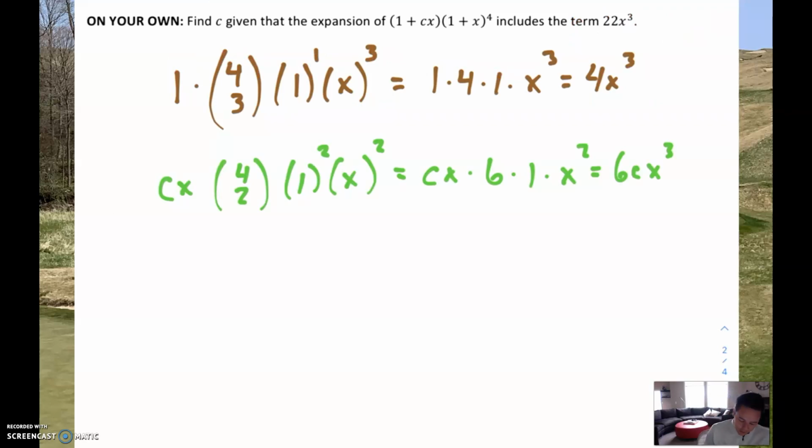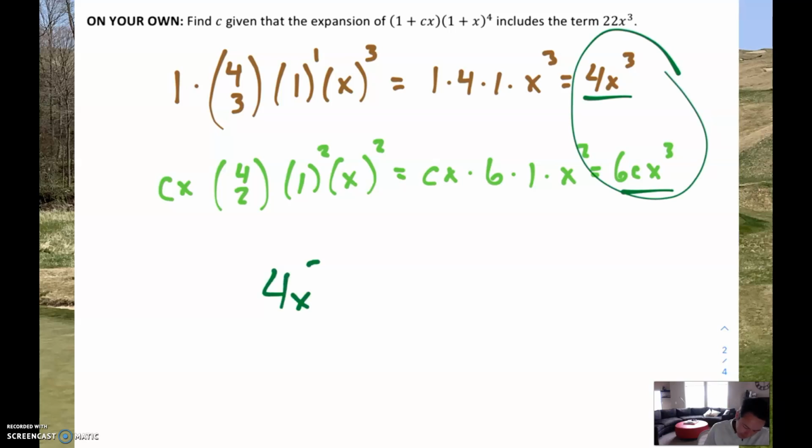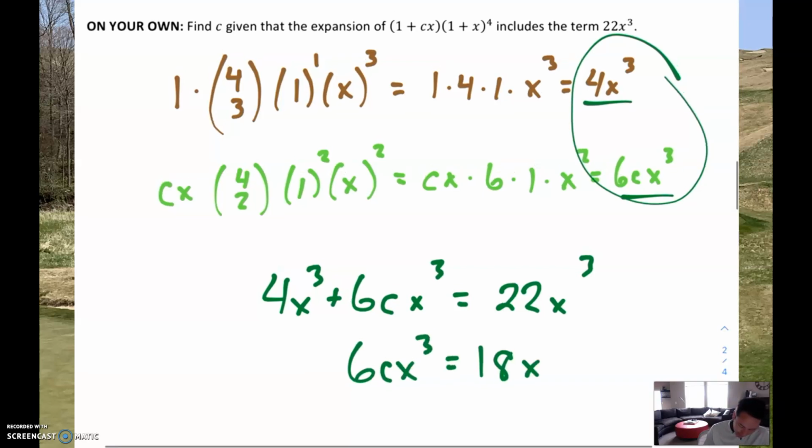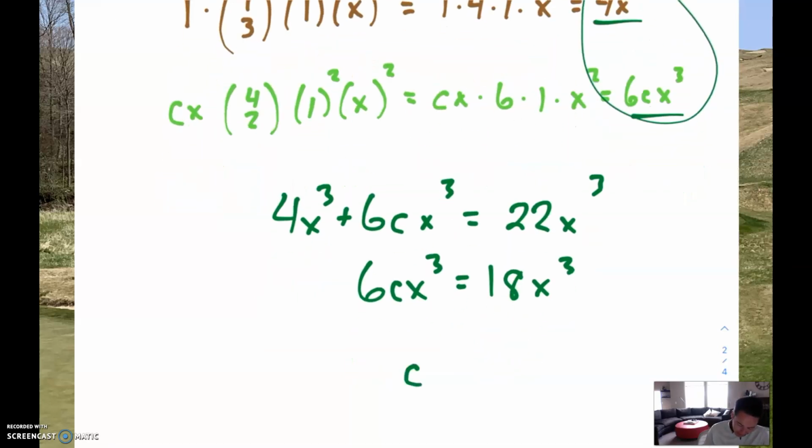Hopefully you got this far. Hopefully you found the two different ways that you could make x cubed, and you saw 4x cubed and 6cx cubed. When you combine them together, 4x cubed plus 6cx cubed, when you combine the like terms, it should equal 22x cubed. So what we're going to do is subtract 4x cubed from both sides, and we're left with 18x cubed. And finally, 6 times what number gives you 18? Well, that number is 3. So c equals 3 on that one. Kind of rushed it.